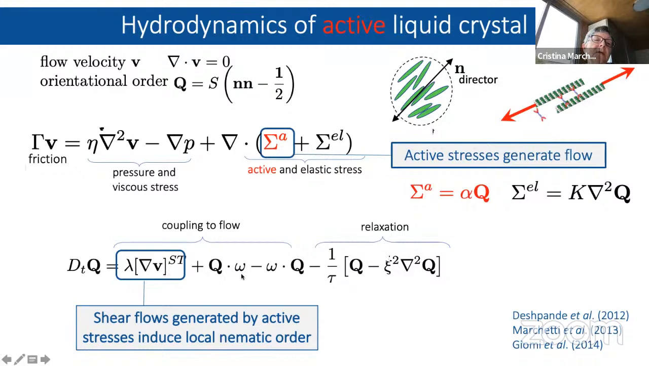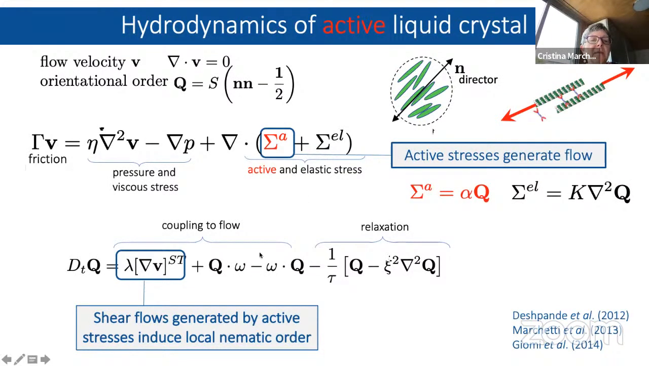And vorticity, omega, is the curl of V, is the vorticity of the flow. Vorticity can change the direction of the order, and so there is this kind of coupling to vorticity. So this is hydrodynamics of any active liquid crystal. There is no mixture here. There is only one fluid for now.